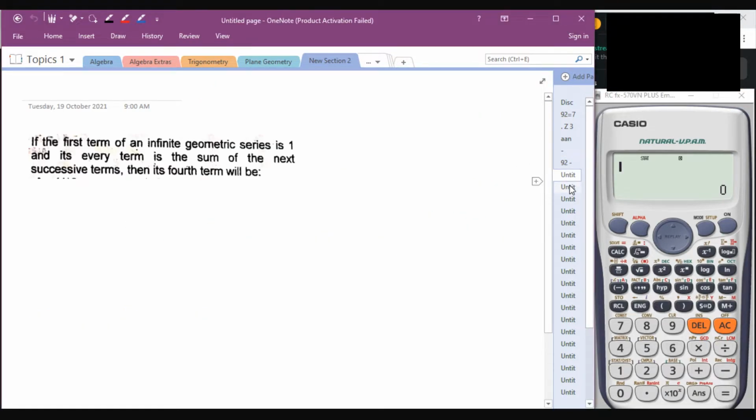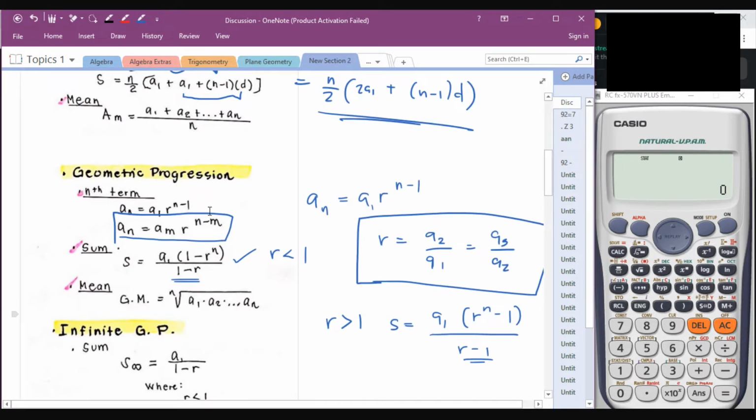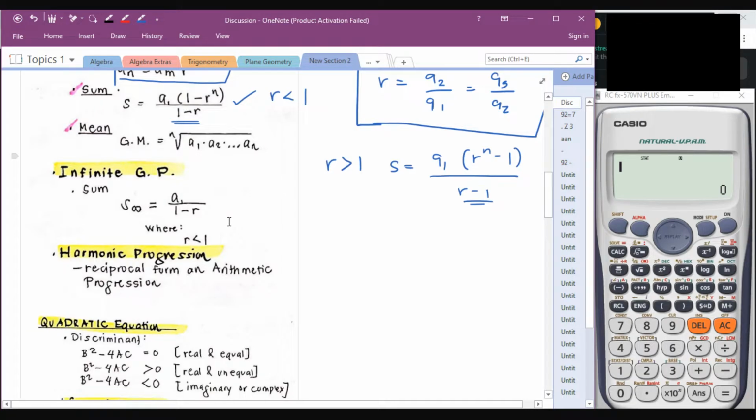So, that will be the geometric series. How about the infinite geometric series? Infinite geometric series, this is all it is. Sum lang naman parati ang kinukuha sa'yo. Okay? Where R is less than 1. Okay? Dito yung problem.